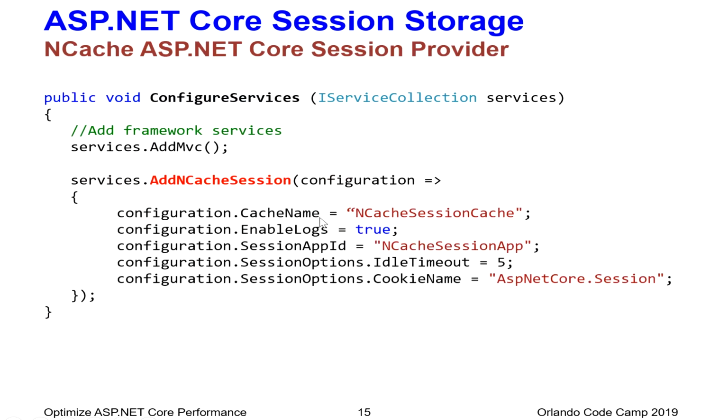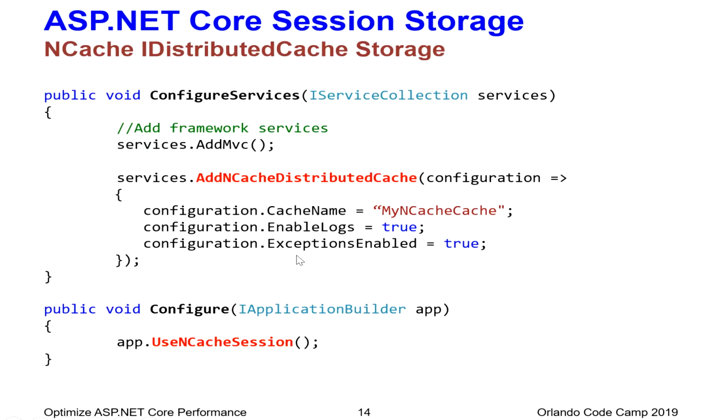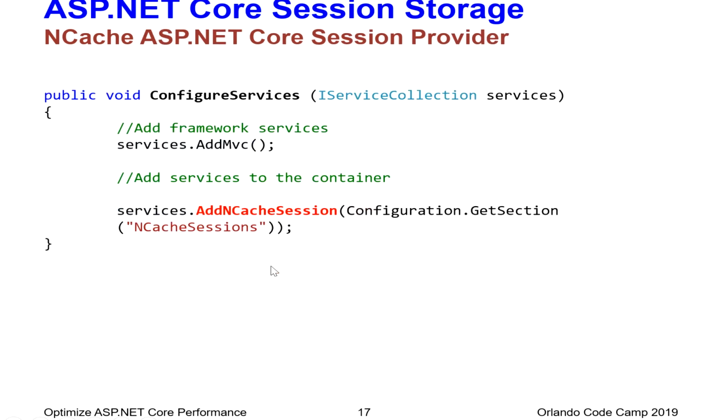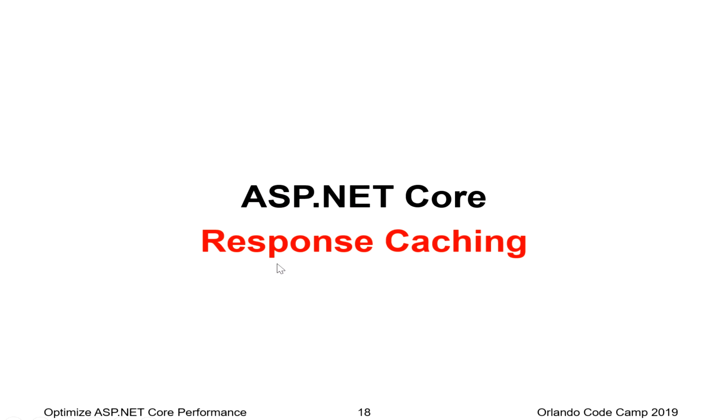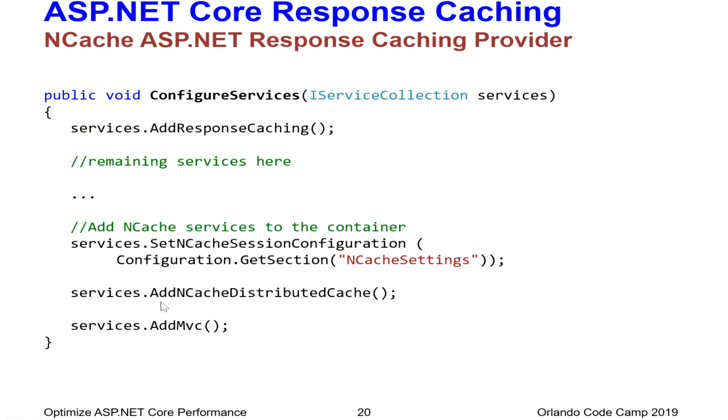There are multiple ways that you can specify sessions. One was the IDistributedCache. The second is that you can use a custom session provider, which NCache also has. And again, all of these are open source. Then for response caching, you do the same thing. You specify NCache as the distributed cache, and it automatically becomes the cache for response caching. I'm not going to go into more detail.